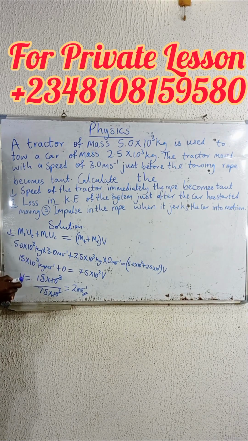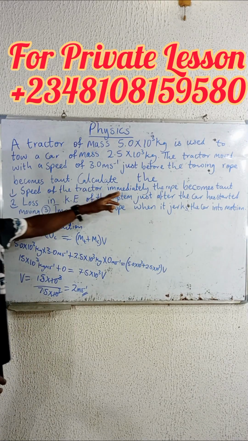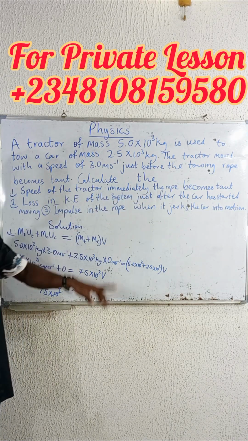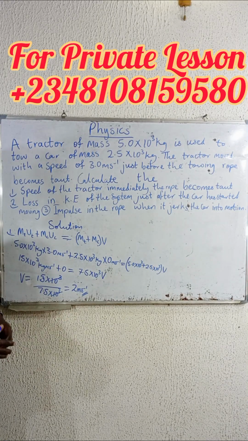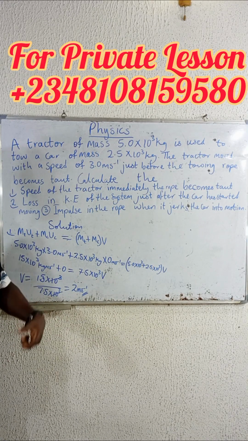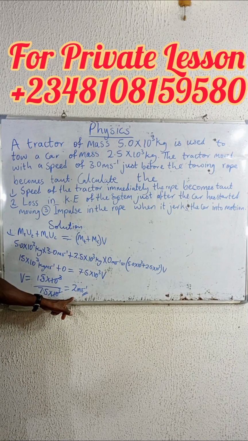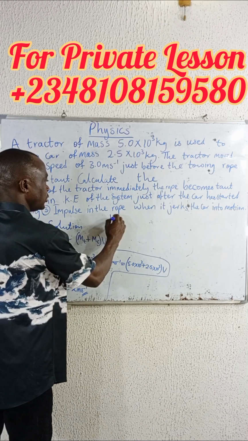Question 1 says the speed of the tractor immediately the rope becomes taut. The speed of the tractor, the moment the rope becomes taut, is also the speed of the car. That is why it's called common velocity.